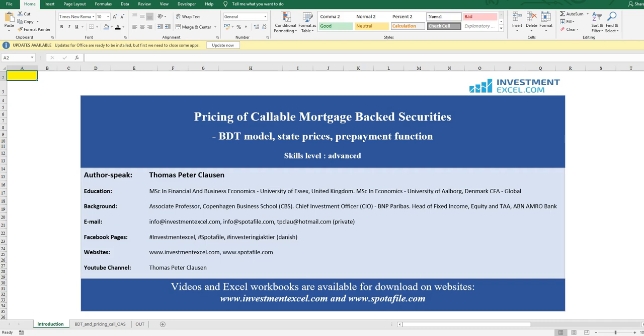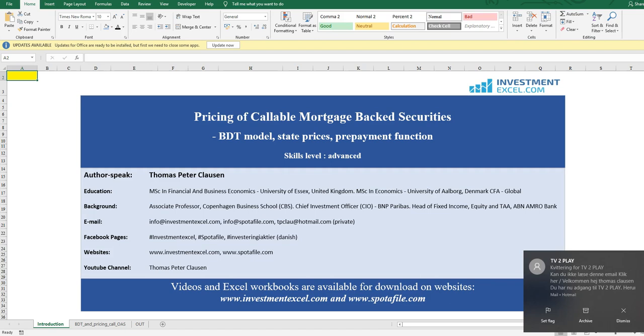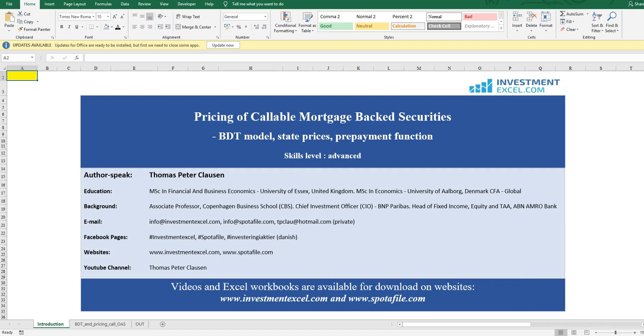We will look at the BDT model, the Black-Derman-Toy model, and we will look at a specific prepayment function defined simply by an American call option. I recommend that you go to another session first if you haven't been there, just to check the BDT model in more detail, and also how to calibrate the interest rate structure.